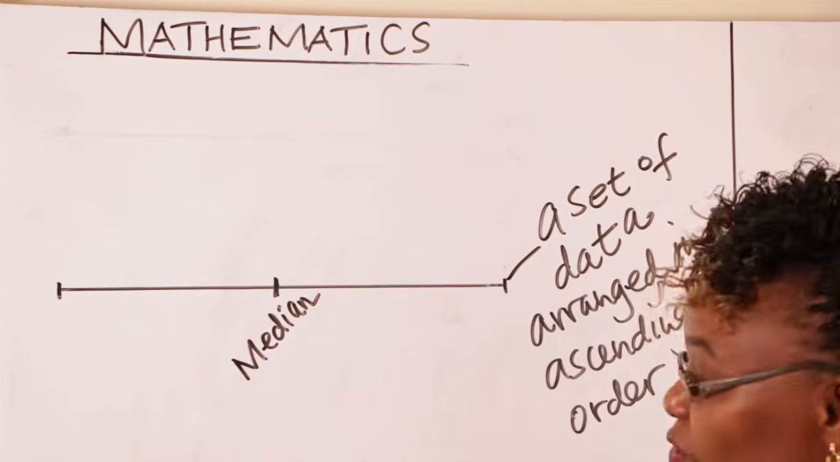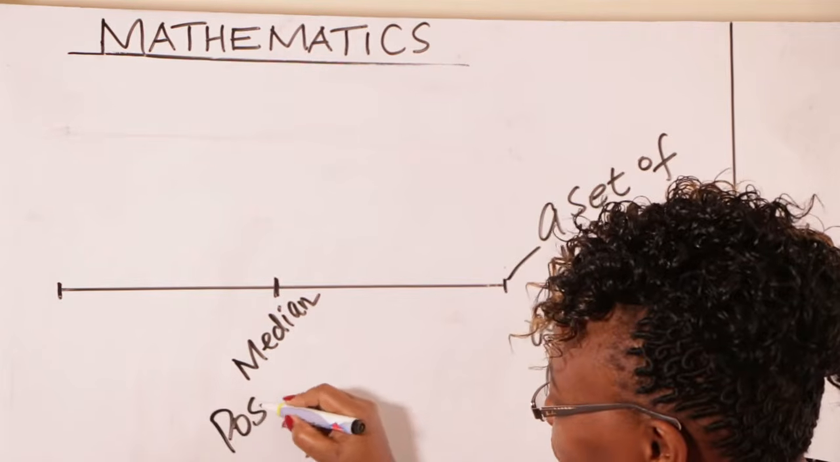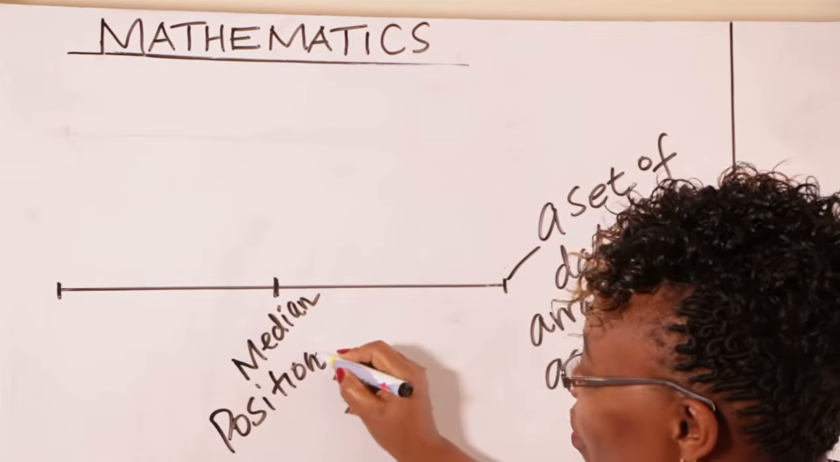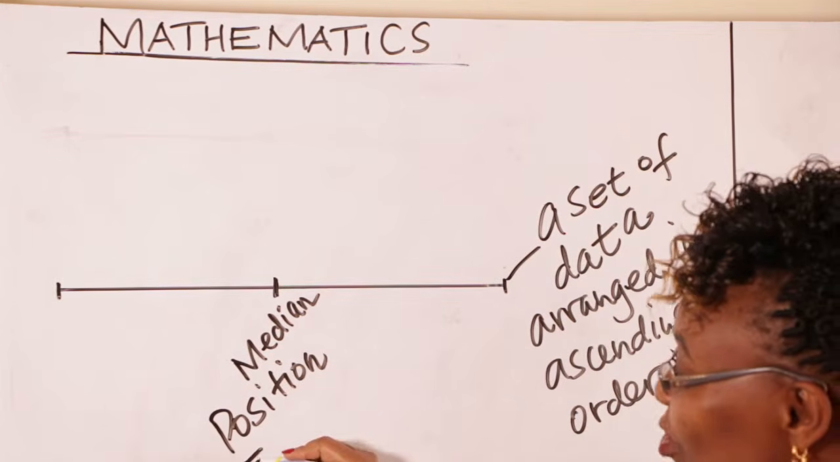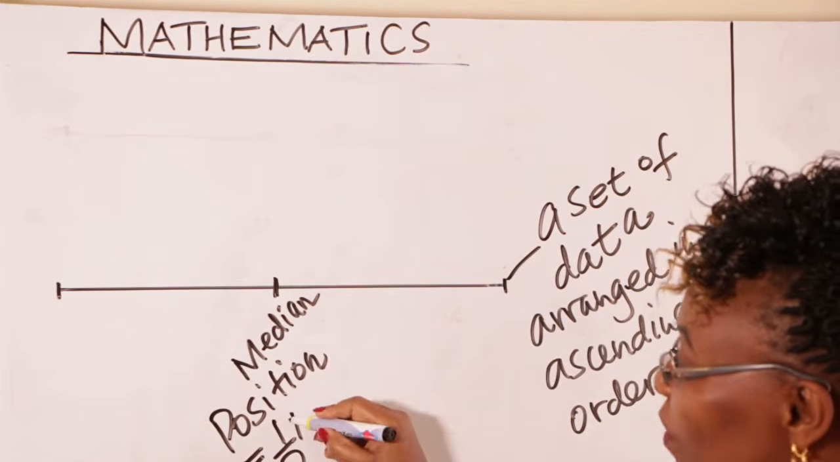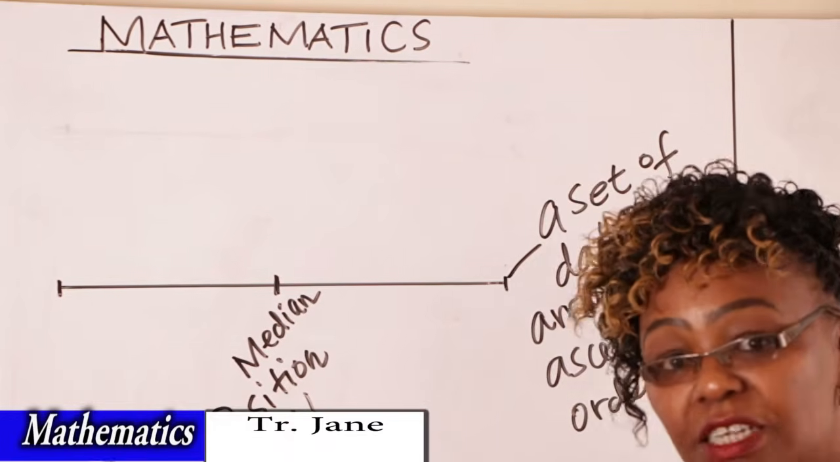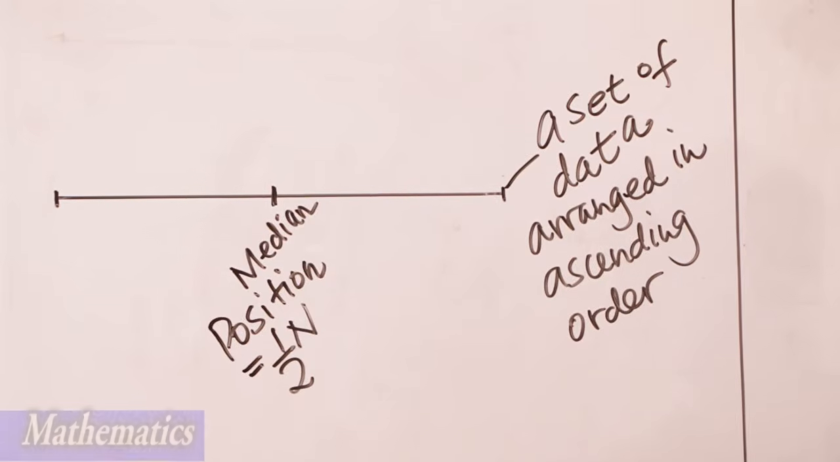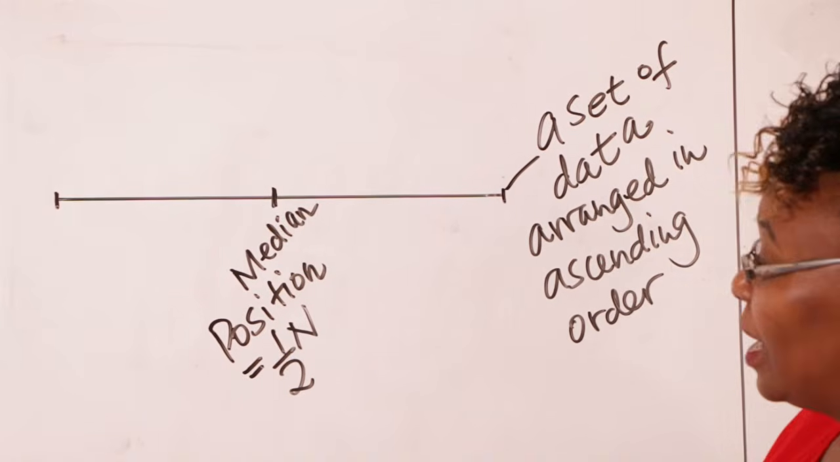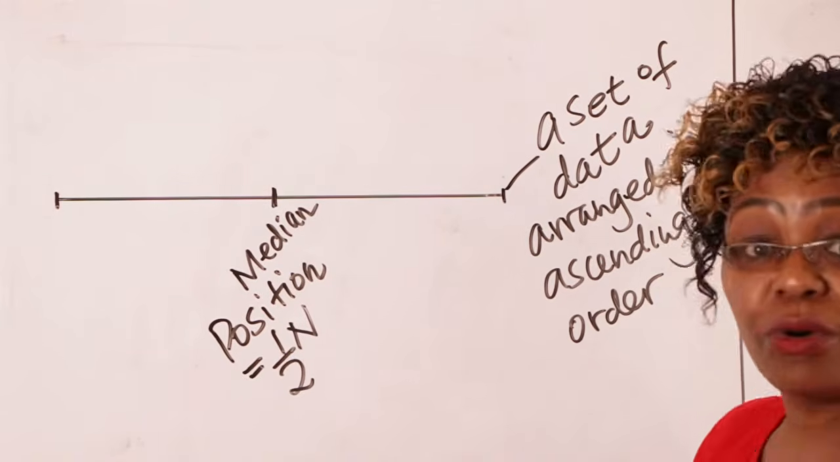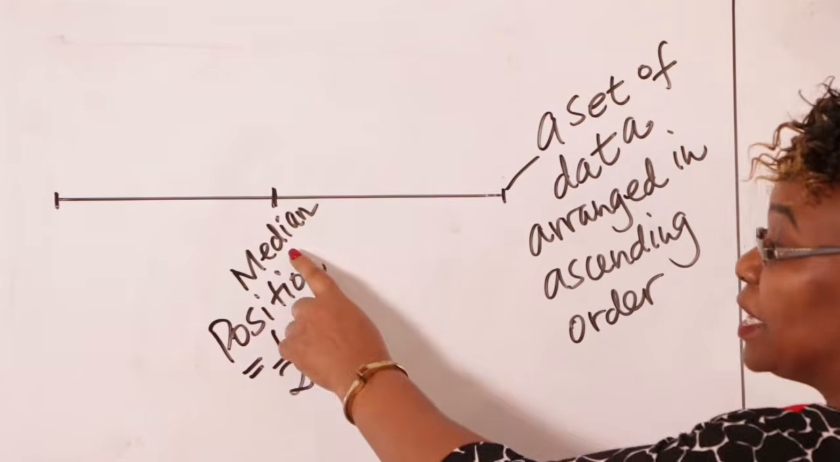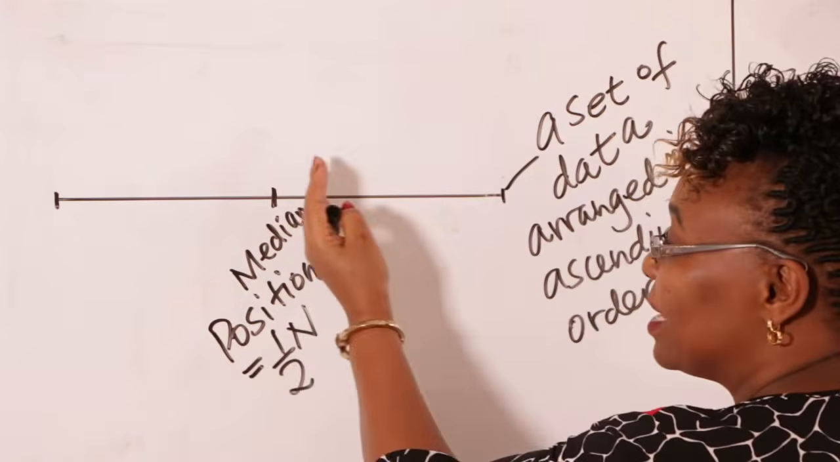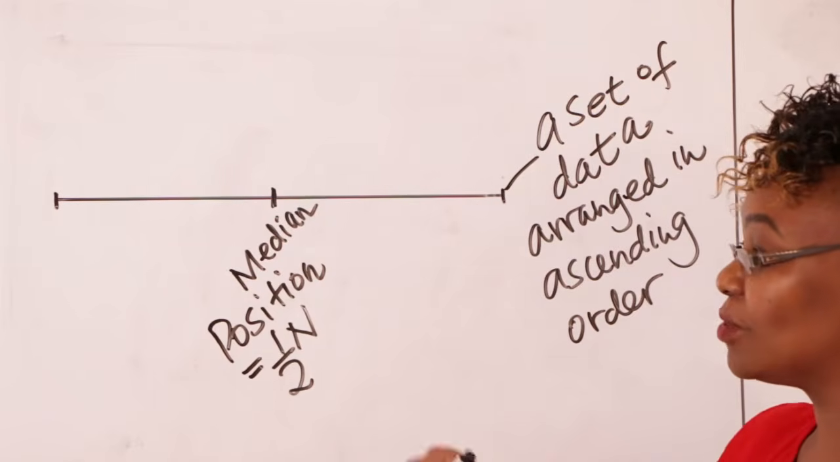And therefore it lies on which position, Lana? What is the position of our median? The position of our median is a half of n, where n refers to the total frequency of the data. Now, Lana, after identifying the median, we have the lower part and the upper part in reference to the median.